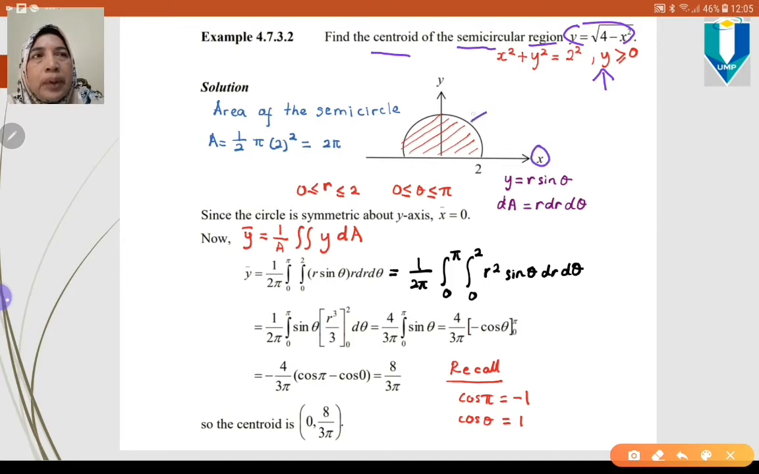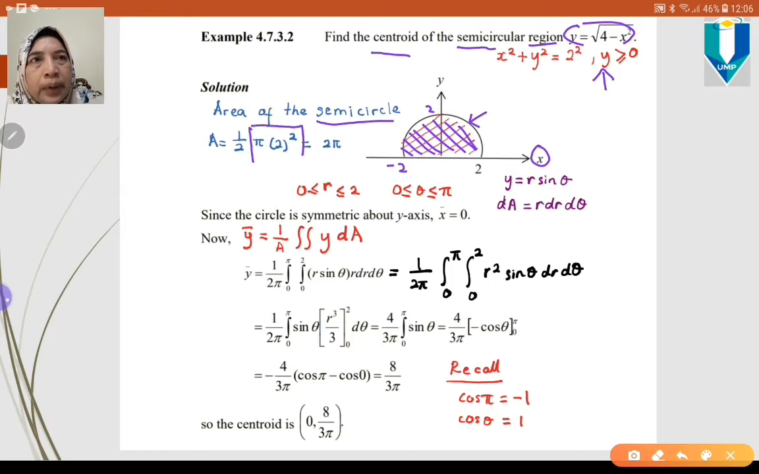So this is the semicircle of radius 2. You need to find the centroid. To find the centroid, you need to find this area. The area of this region is actually half of a circle, so the area of a semicircle is half of a circle.